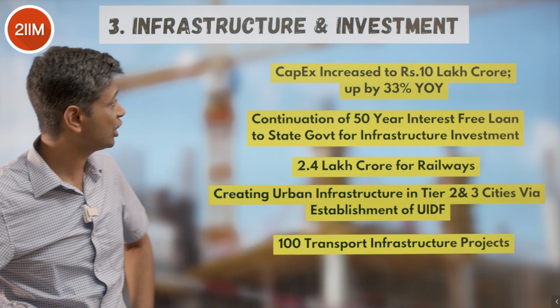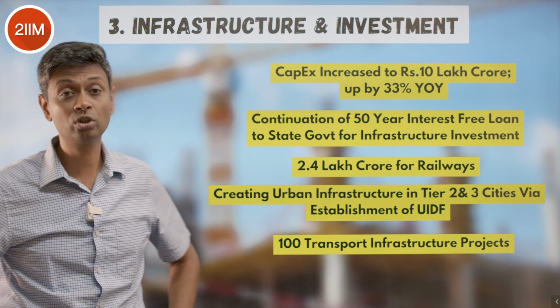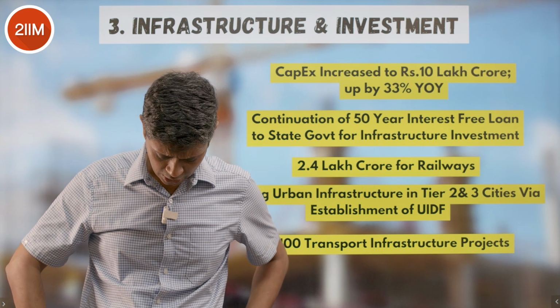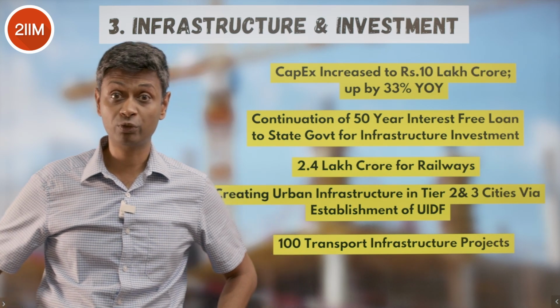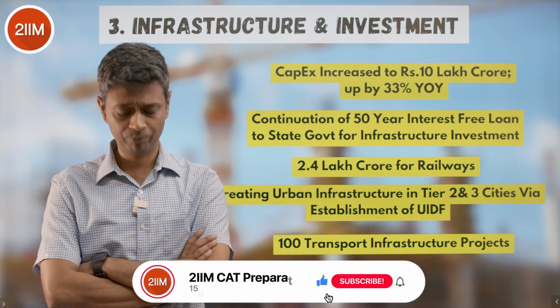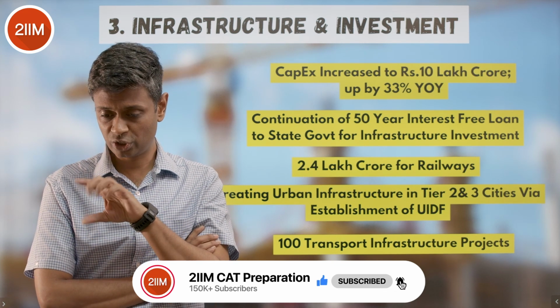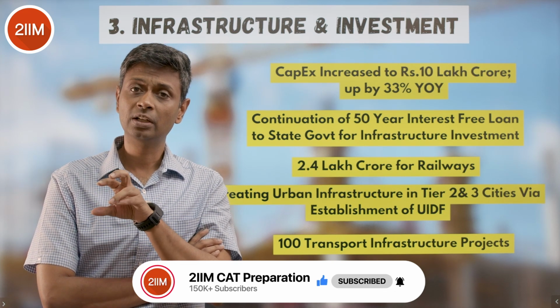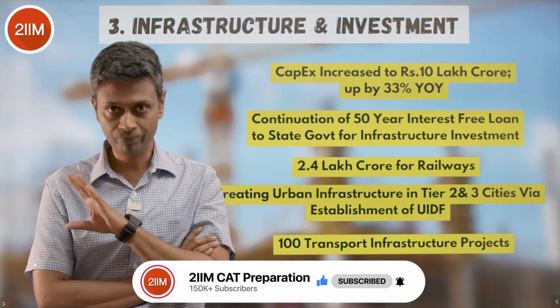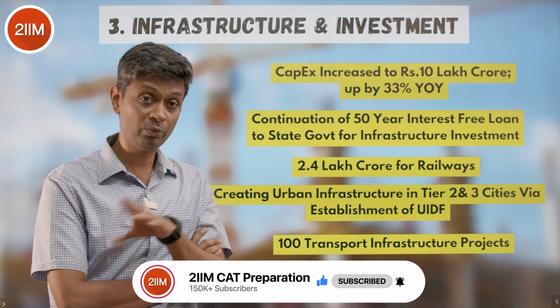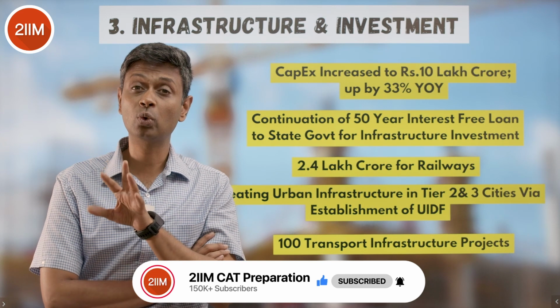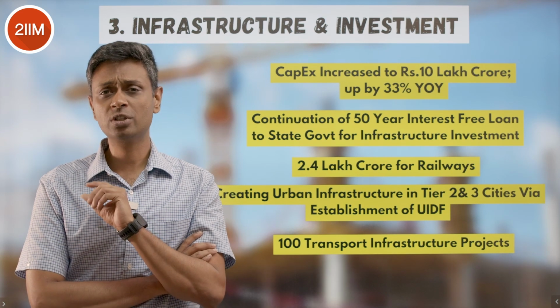Capital expenditure is increased to 10 lakh crores, up 33% year on year. This is about 3.3% of GDP, which is significant, which is high. Our finance minister has actually said the effective CapEx, which includes the amount of money that the states will be spending on CapEx, will be closer to 4.5% of GDP, which is a substantial number.